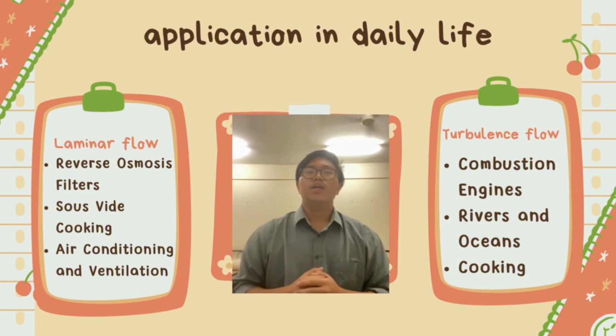And secondly, reverse osmosis filters. These systems use laminar flow to ensure that water passes through the membrane smoothly, effectively removing impurities without causing turbulence that could damage the filter. And lastly, air conditioning and ventilation. Laminar flow is used in HVAC systems to ensure a smooth, consistent distribution of air, improving indoor air quality and comfort in homes and offices.